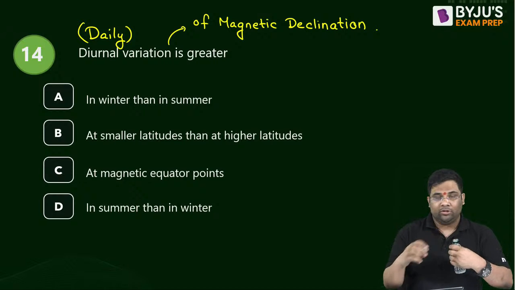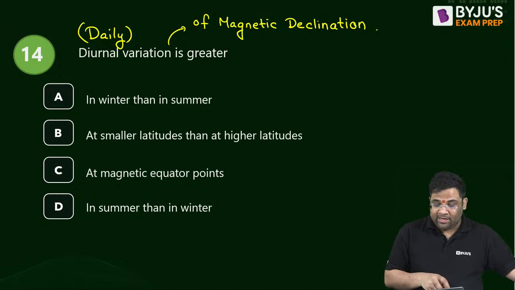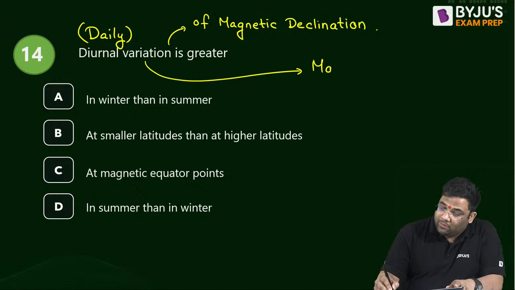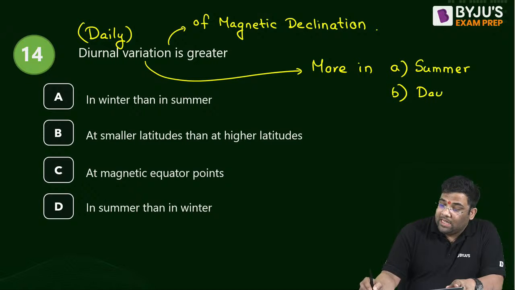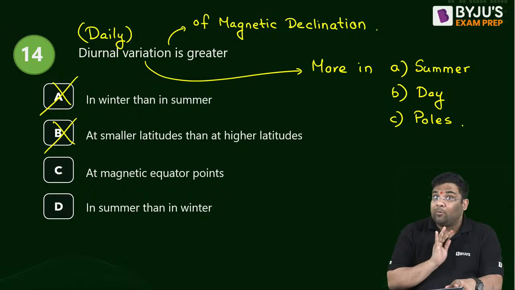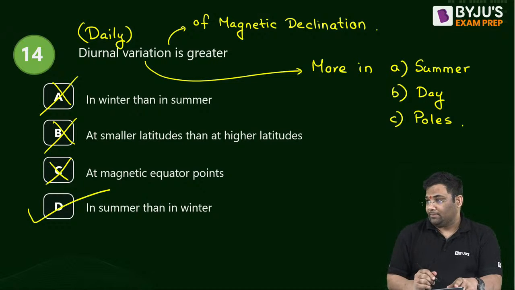14D, Pinku Mohan, very good. Very good. More in summer. Remember this: daily variation is more in summer. It is more in day. And it is more at poles. These 3 you should remember. So it is not in winter. At smaller latitude, no. At magnetic equator points, no, because it is more at poles. So more in summer compared to winter.